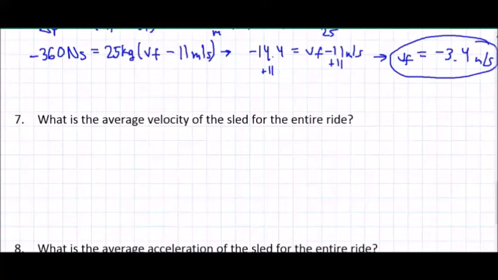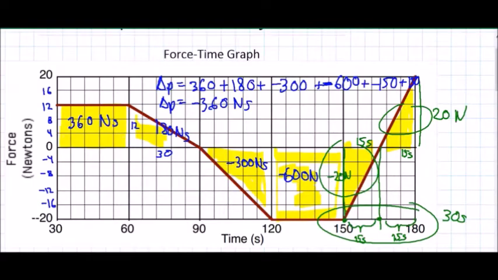It is asking us to find the average velocity of the sled for the entire ride. So what happens here is that each segment is going to have an average velocity. So we need to find all the average velocities at every segment, then find the total average.